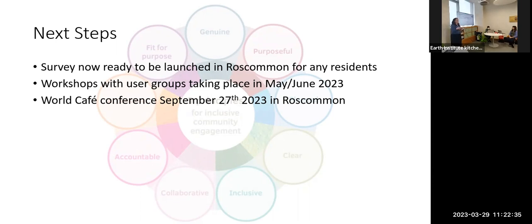We'll also be running workshops with user groups in the local authority and with businesses and local farmers. And we have a World Cafe event happening in September in Roscommon, where we're going to be feeding some of our findings, but getting feedback back, because a very central part of what we're doing is about that constant ongoing co-learning and engagement. So thanks very much.